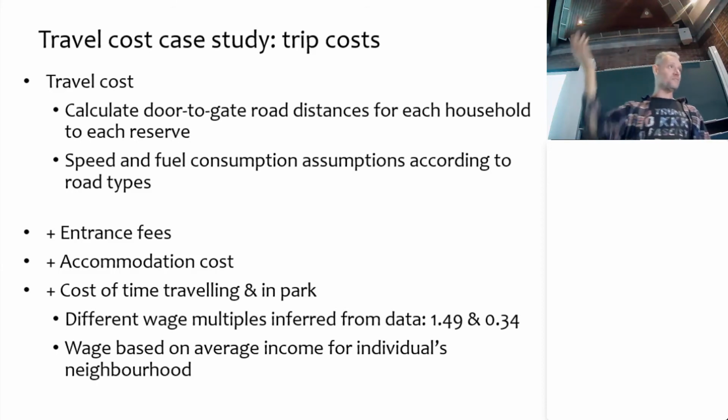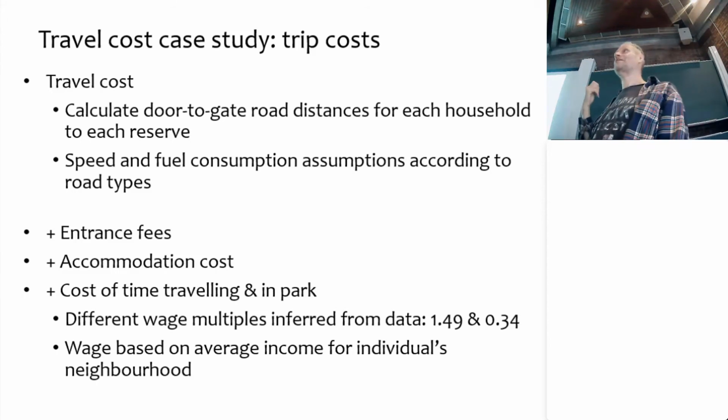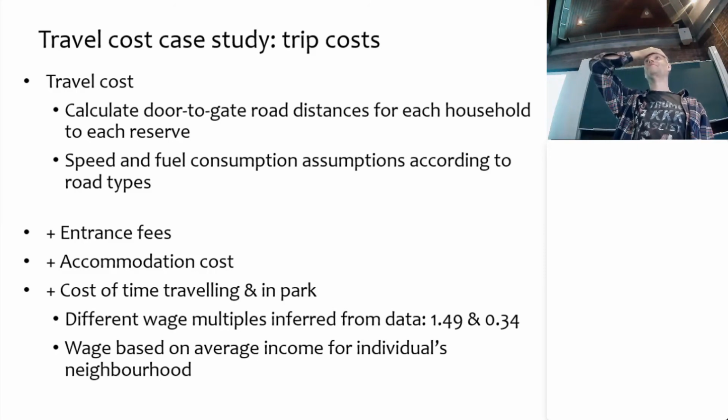Use the GIS system to calculate door-to-gate road distances, making the assumption that people travel by car. And of course you don't know what car they took, so you're sort of guessing how much they spent in fuel, and so on and so forth, right? You see where this is getting. Again, it sounds so very simple in theory, but if you're actually going and collecting this data, then it becomes much more difficult and much more uncertain.